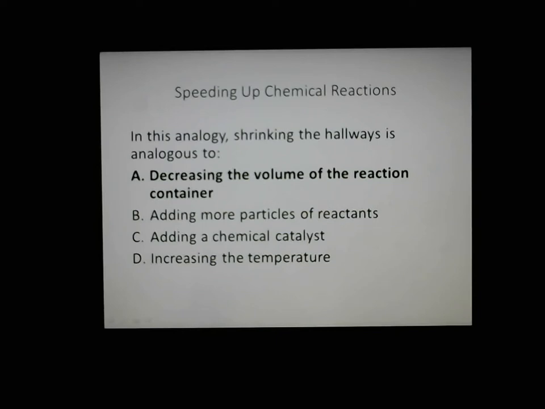This one about volume mostly deals with gases, and that's because when you decrease the volume of a gas, you increase the pressure, because you're basically increasing the concentration. You're bringing it closer together. Okay? So in terms of this, A, decreasing the volume, is really more about gases, while adding more particles works quite well for liquids. The other two will be usable for both.